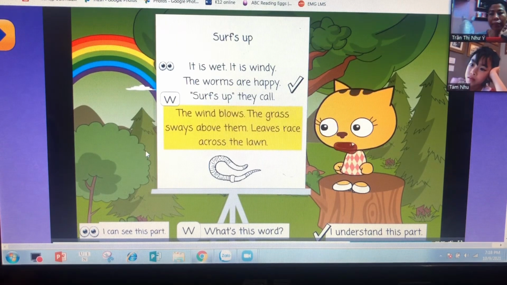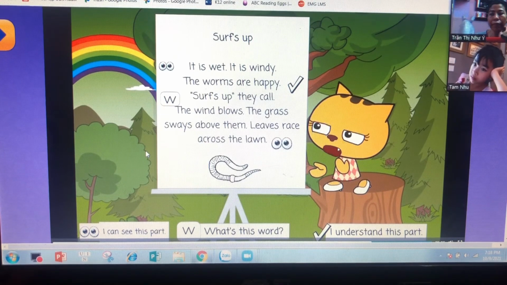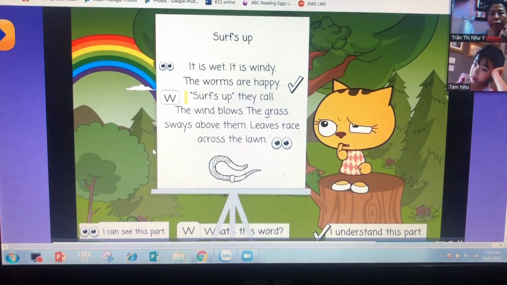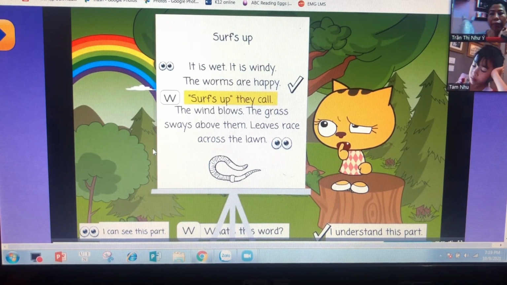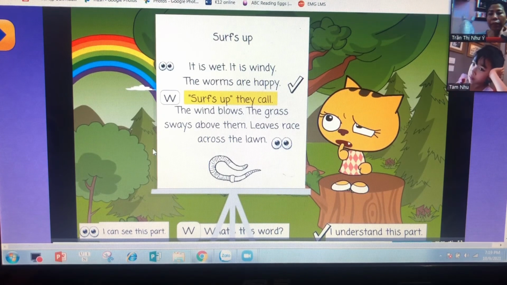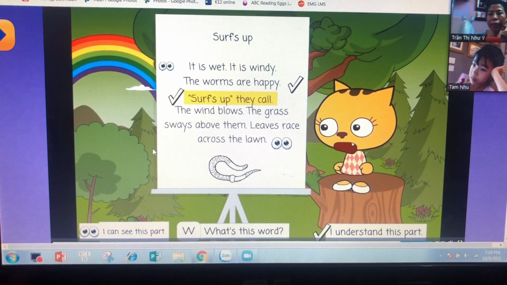I can picture the wind blowing the grass and the leaves. I think the grass looks like the waves, and the leaves might be like surfboards. I am going to put another I can see this part think mark here. I think I know what surfs up means. The grassy waves are perfect, so the worms call each other to come worm surfing. Now I know what this means. I am putting another I understand this part think mark here.